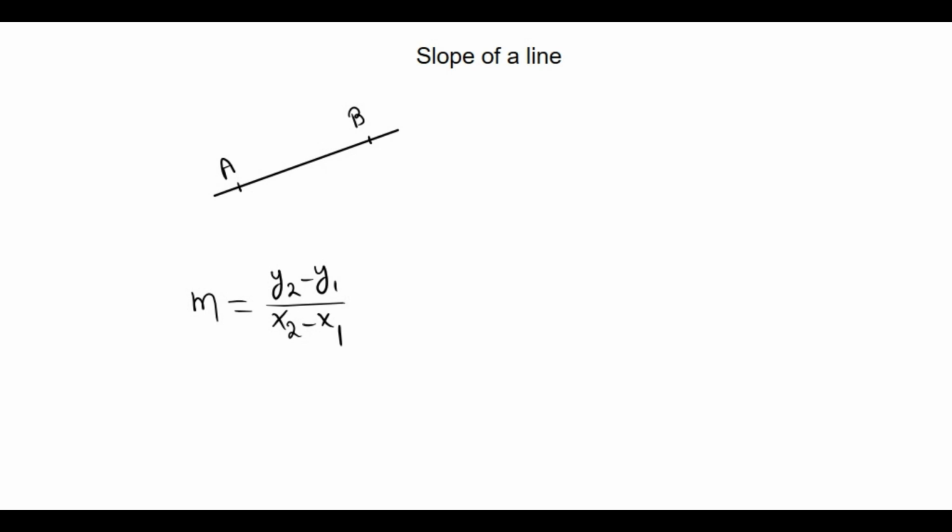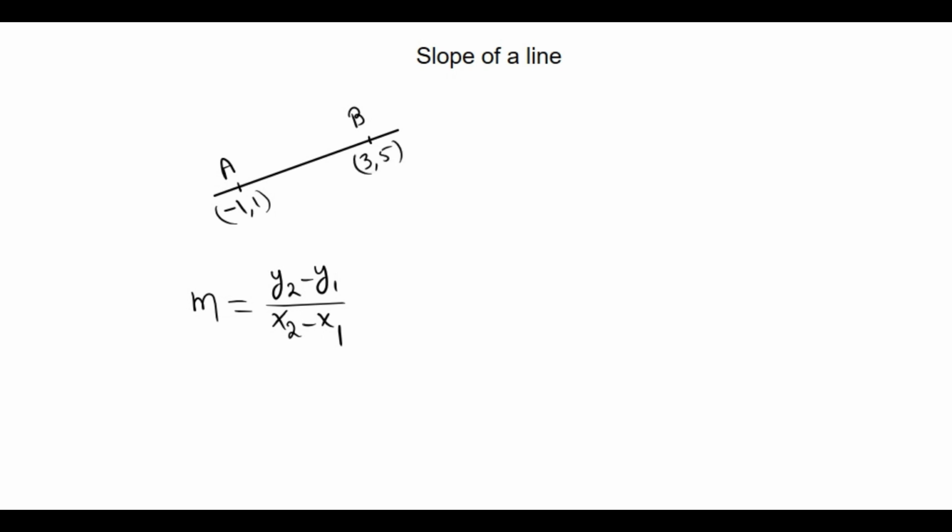Slope of a line is the measure of inclination of the line. It's given by letter m and the formula is y2 minus y1 over x2 minus x1. Let's say we have this line and the points A and B are on the line. Point A is minus 1, 1 and point B is 3, 5.